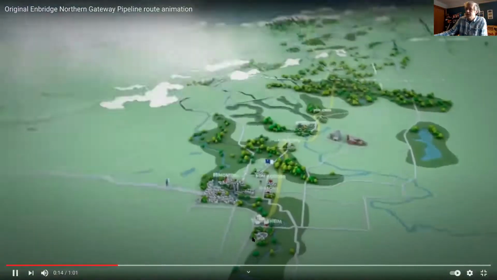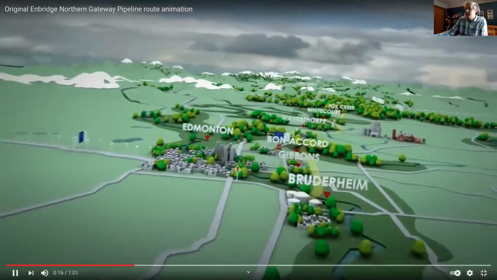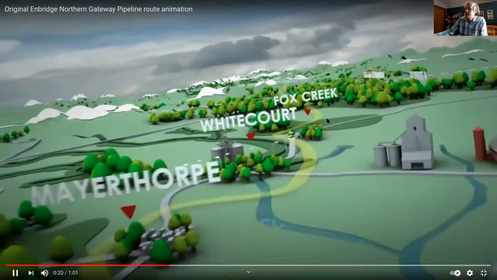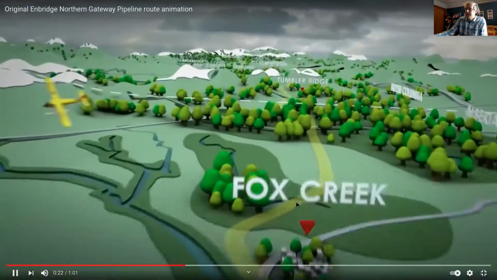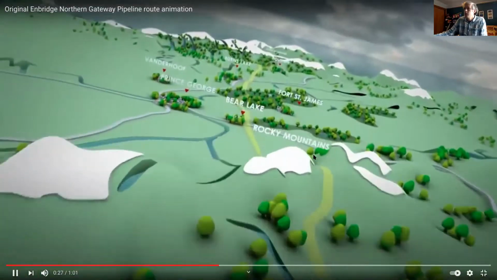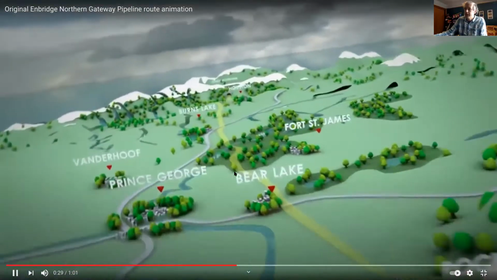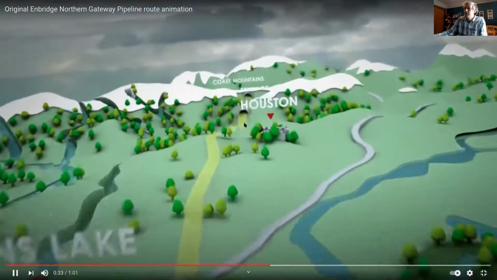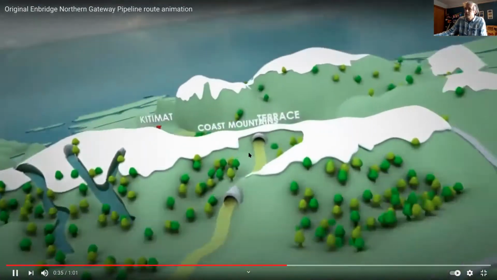We start off just near Edmonton in Alberta, and here's the route of the pipeline. So we start out, the pipeline goes through these little townships. There's a happy little plane flying by for absolutely no reason. It goes along through this bit of the forest. It goes over the Rocky Mountains, goes through a place called Bear Lake. There's Prince George in British Columbia. This is now in the Great Bear Rainforest. We're in the coastal mountains, going through Terrace.